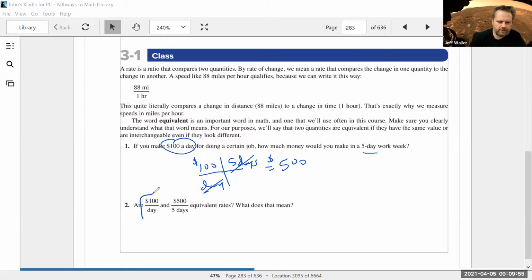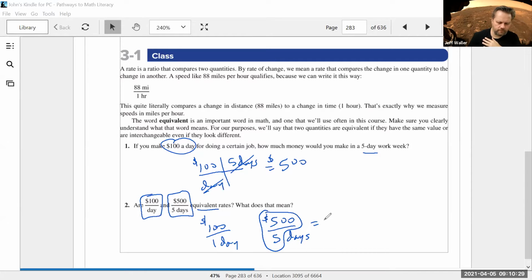So would you say that this rate and this rate are equivalent rates? Yes. What's the easiest way to see that they're equivalent numerically? That the 100 goes into the 500 equally. Well, look right here. What can I do with this fraction? You can reduce it. Yeah, just reduce it. So it reduces to $100 a day. So these are equivalent rates.